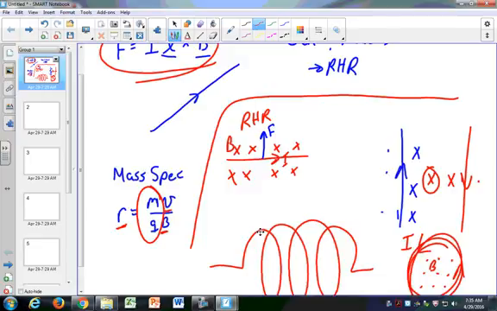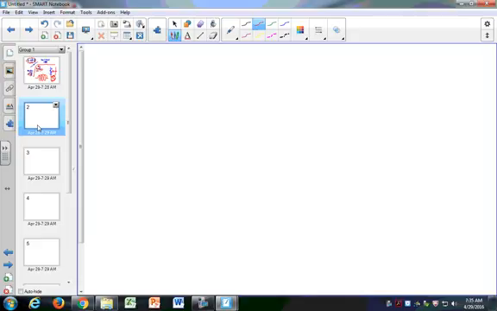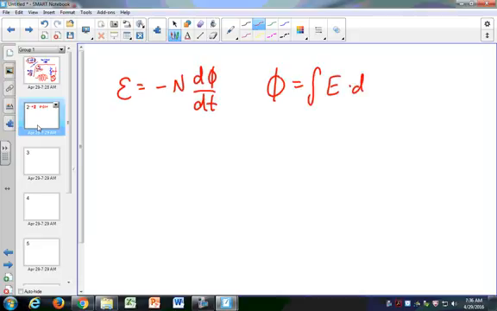Chapter 6 and 7, I want to just start with, so for chapter 6, our big thing was magnetic flux and Faraday's law. We said that the EMF is equal to minus N d phi dt. That is, the EMF that's induced is dependent upon the changing magnetic flux. And then you also need to calculate the magnetic flux, where phi is equal to the integral of B dot dA.